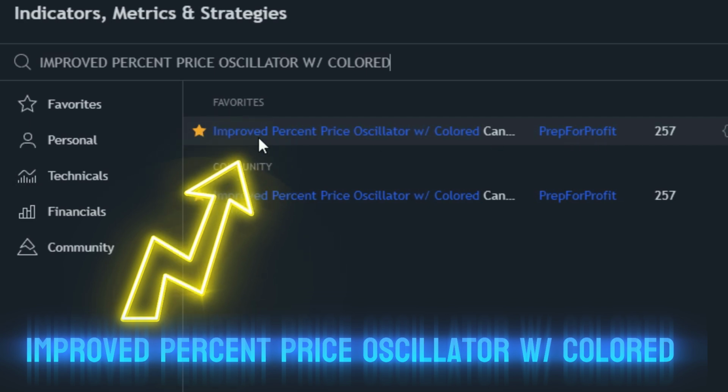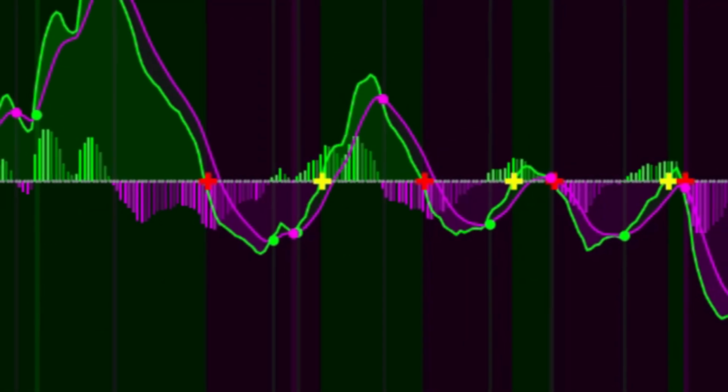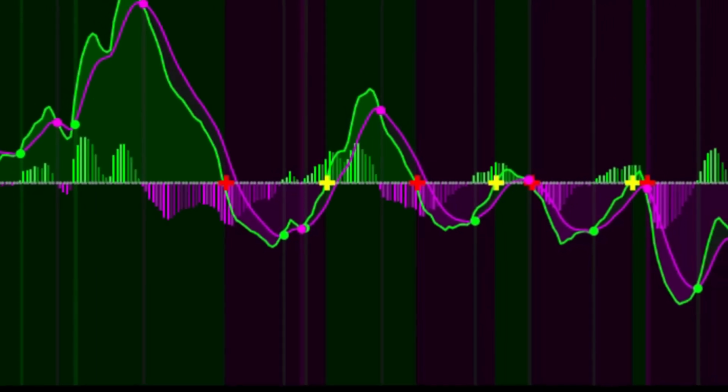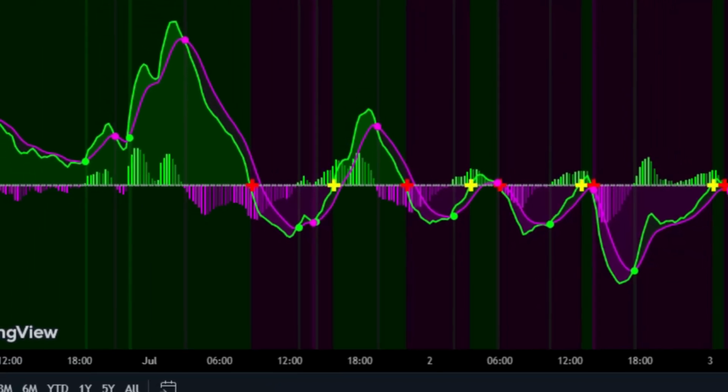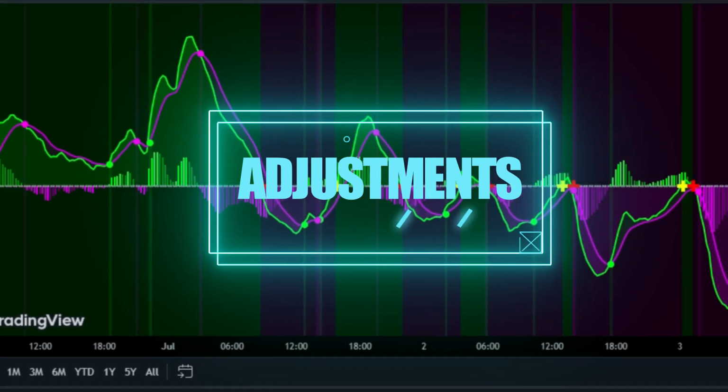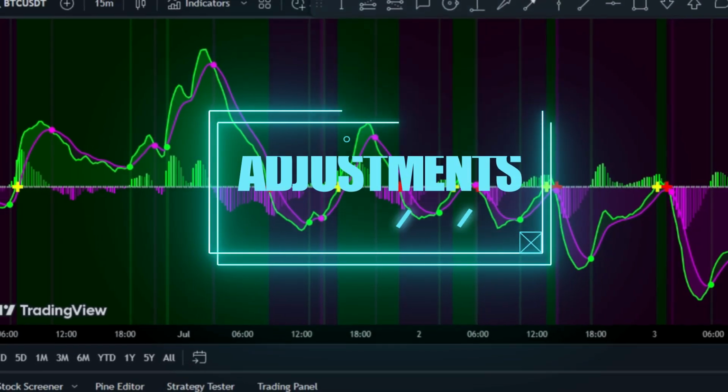Similar to our initial indicator, the improved percent price indicator will require a bit of tweaking to mesh smoothly with our scalping approach. No stress, we'll walk you through the adjustments side by side to make sure it's customized just right for what we need.